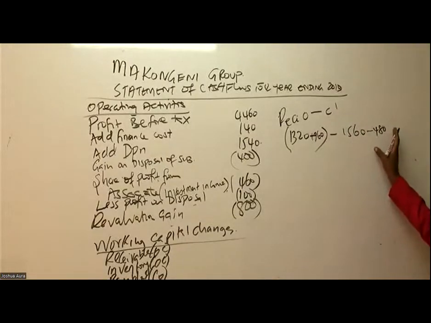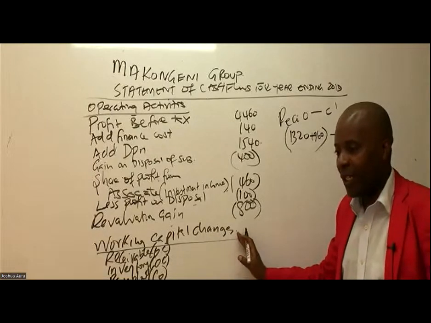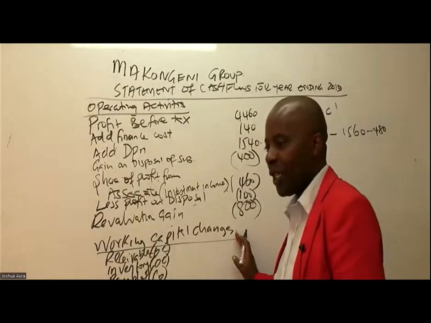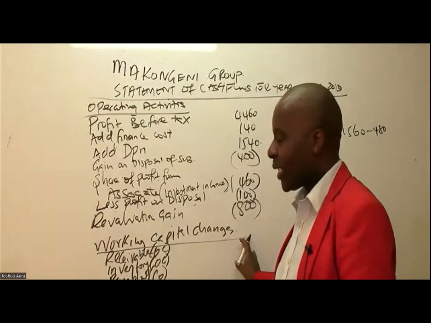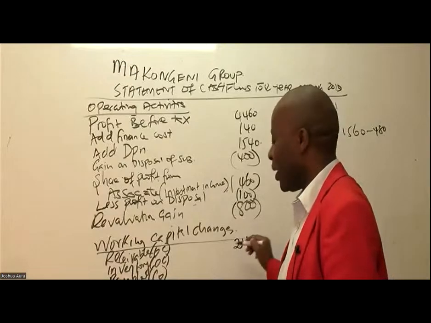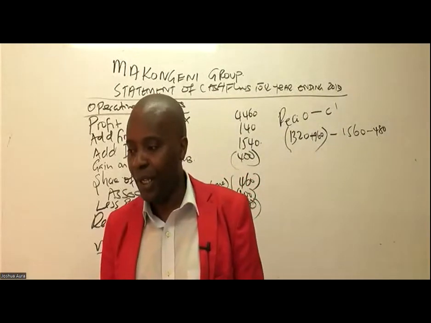So could you kindly give me a figure to put here for receivables? If it's negative, we shall take it as a negative. So Galaxy gives me a 240 positive inflow. Thank you so much.